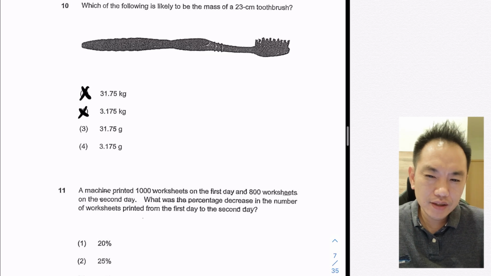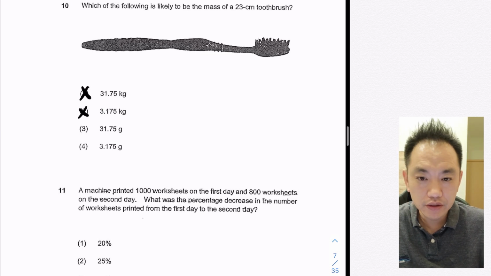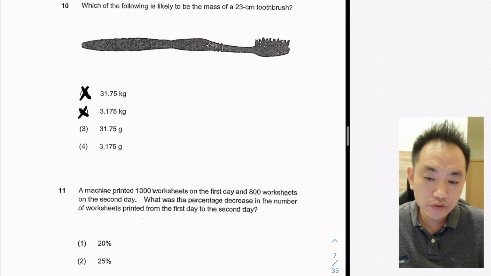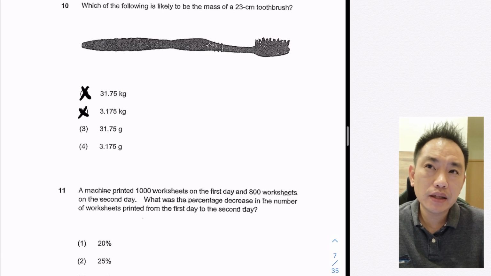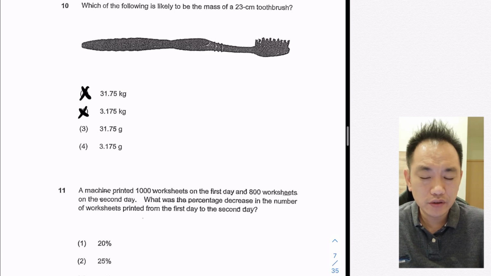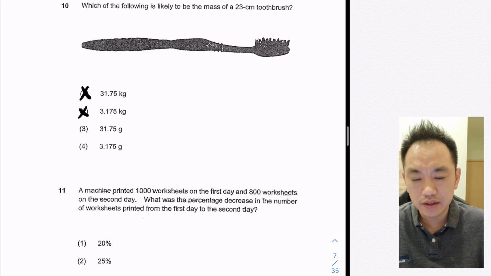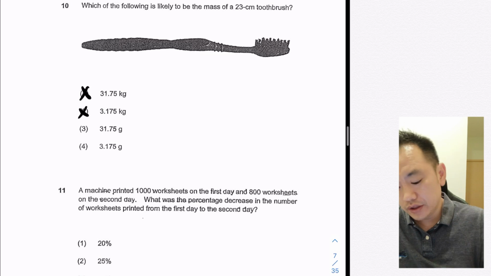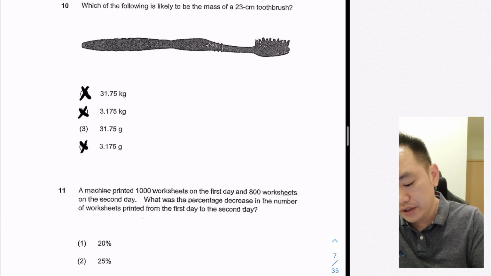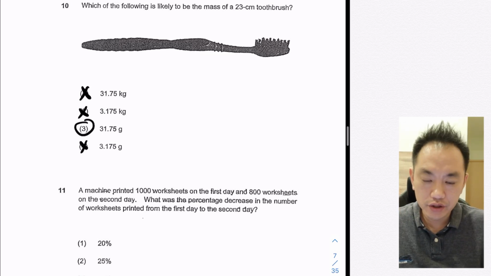31.75 gram. Yeah, that's probably it. But let's have a look at the next option. The next option is 3.175 gram. That's very, very small. That's probably like the weight of table salt, but not even the entire bottle. So that's probably like a pinch of salt or a pinch of sugar. So I don't think option 4 is it either. So the answer will be number 3. Okay.